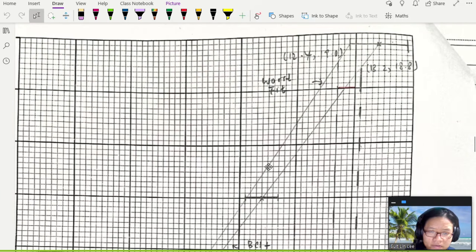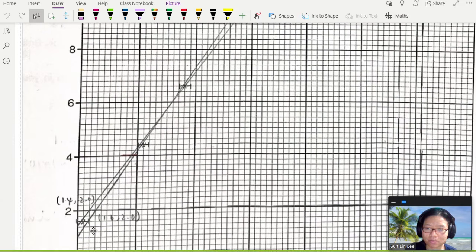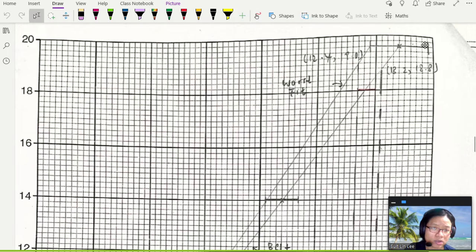What about the worst fit line? So there are two ways to draw the worst fit line. You can take the leftmost side of the top error bar, connect to the rightmost side of the bottom error bar. So then you get a steeper line. You can of course also take the leftmost side of the bottom error bar and draw all the way here and connect here. There's only one condition.